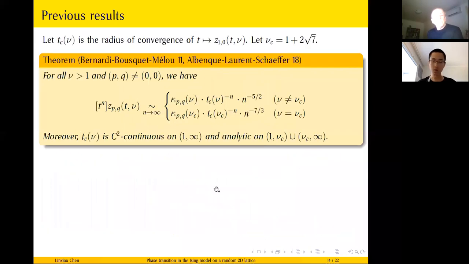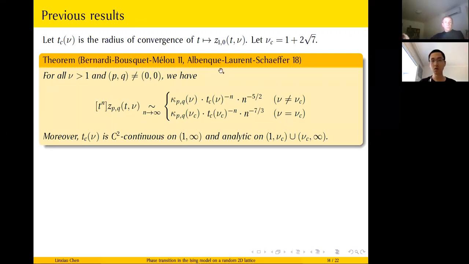Okay, and the asymptotic behavior of the coefficients of this partition function has already been studied before. So here I don't want to enter into the detail of the content of this theorem. I just want to mention this theorem because it gives us a hint about where the phase transition occurs in this model.